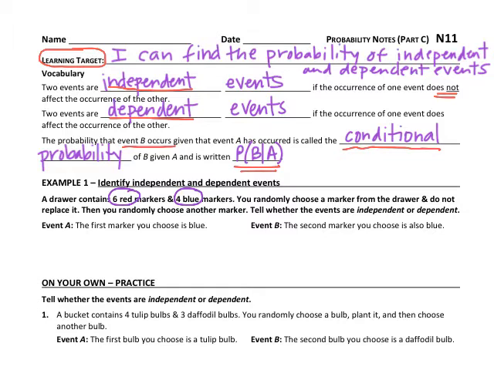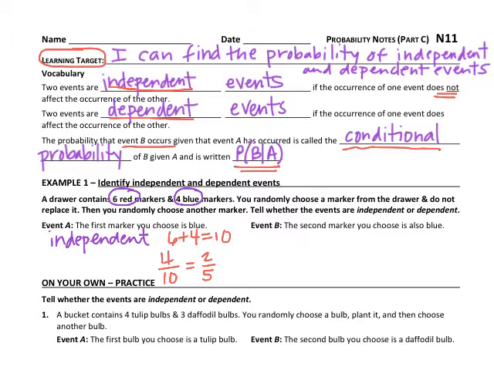Well, the first time you draw is going to be completely independent, right? Independent meaning that it's not affecting anything else. It's because it's the first time you're drawing something out of the drawer. Now, what is the probability that the first marker you choose is blue? Well, how many markers are there in total? We have 6 plus 4, which equals 10, and 4 of them are blue. So 4 out of 10, or we can reduce that to 2/5.